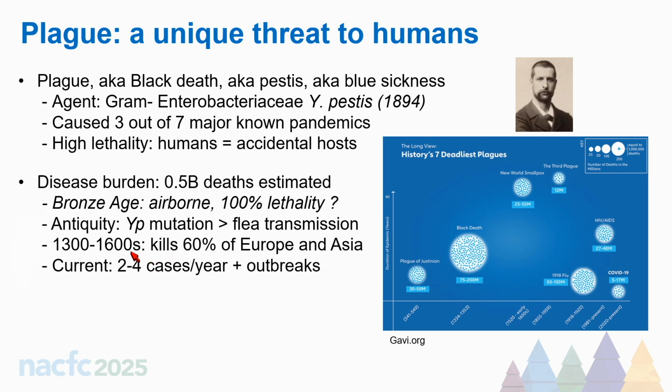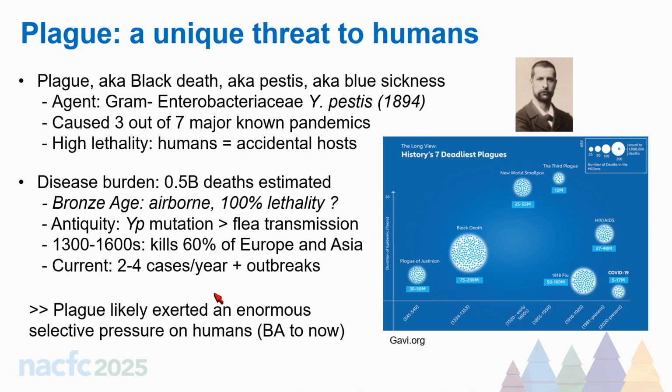So in the Middle Ages, what we call Black Death killed about 60% of Europe and Asia. In antiquity, we know that pestis led, in part, to the fall of the Roman Empire. At the time, Yersinia pestis acquired a mutation that allows it to stay at low temperature and spread in fleas. But before that, in the Bronze Age, we know now, this is when pestis was introduced in humans, it was airborne. It probably had about 100% lethality.